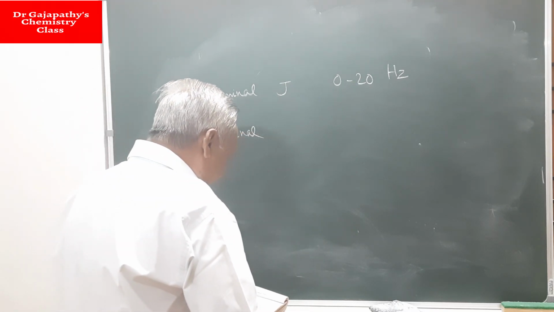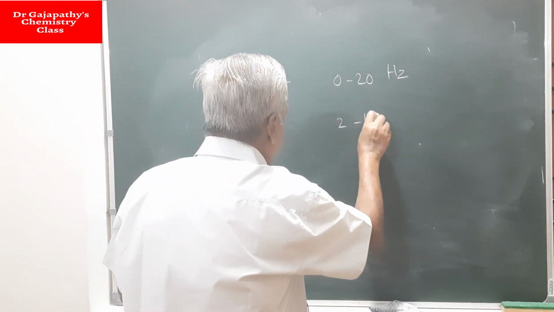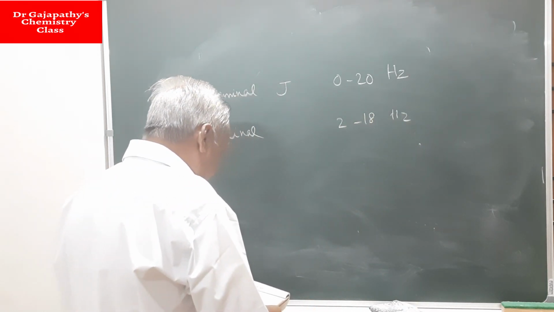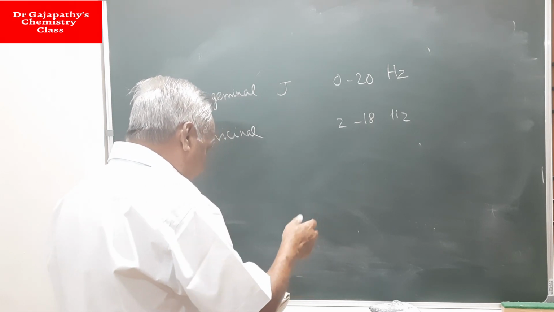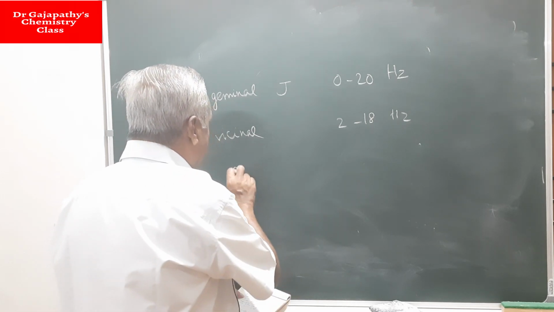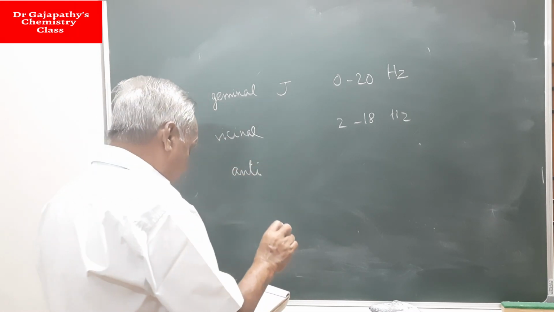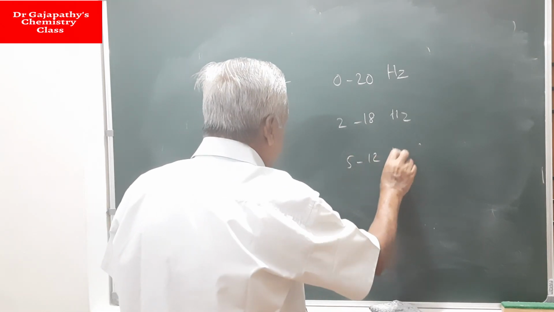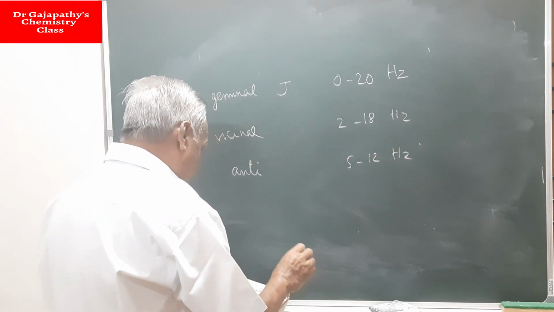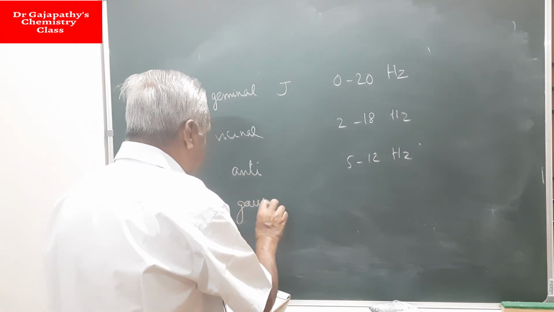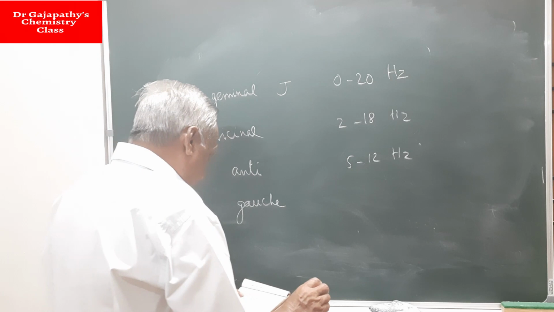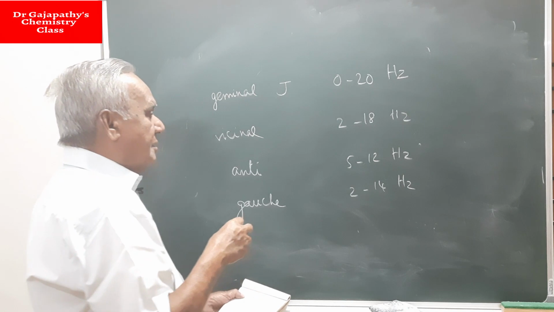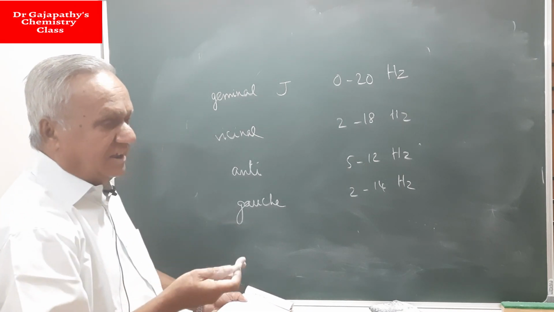For vicinal, the value will be from 2 to 18. When you have freely rotating groups, the anti-conformation will have a J value of 5 to 12 hertz, and gauche will vary from 2 to 14. What I want to say is, depending upon the spatial arrangement, J will differ.